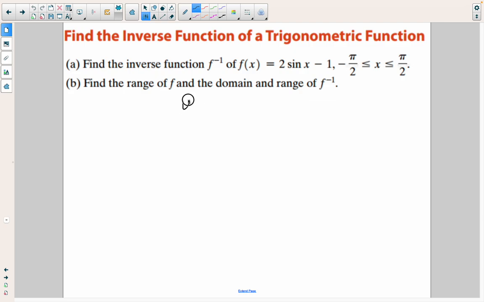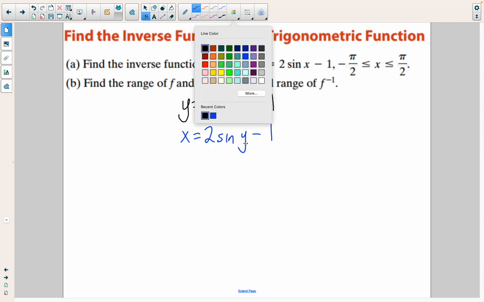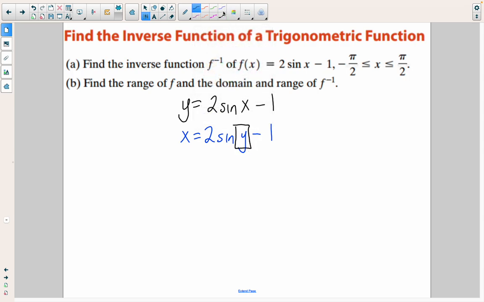Let's first rewrite it as y equals 2 sine x minus 1. And if you recall, when we want to write the inverse, we're going to switch your x and your y. And now my goal is to solve for our y variable right here. Okay. So we're going to undo what's happening to the y. We're going to add 1 to both sides. Now we would divide by 2 on both sides.